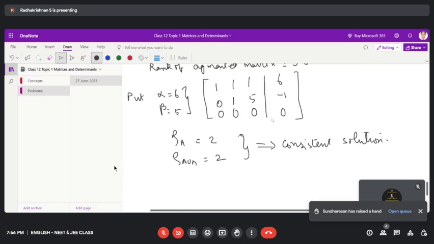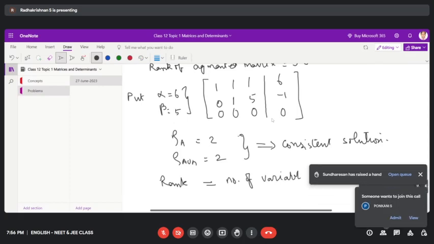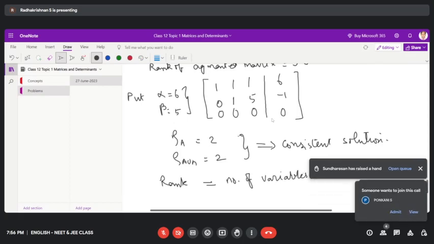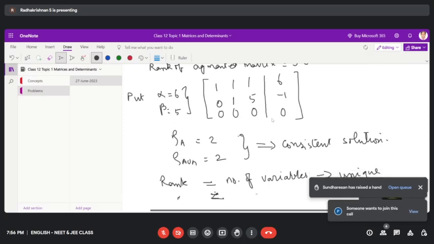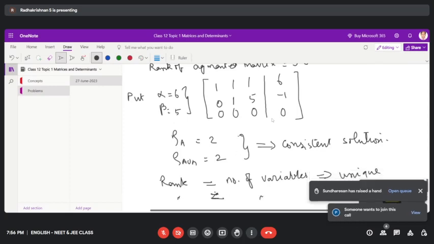Next, what you should say is, if the rank is equal to the number of variables, it means it is a unique solution. If the rank is less than the number of variables, as in this case, it means there are infinitely many solutions.